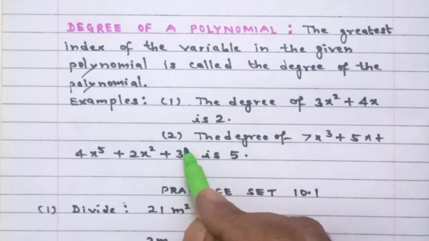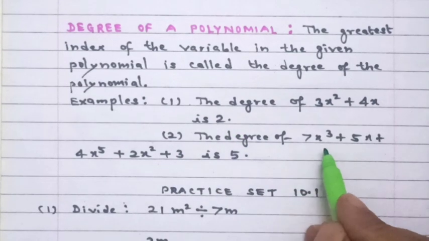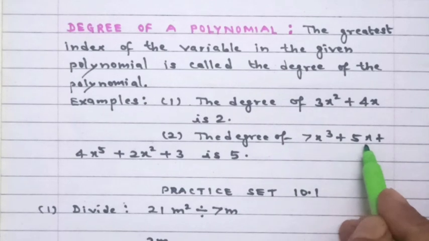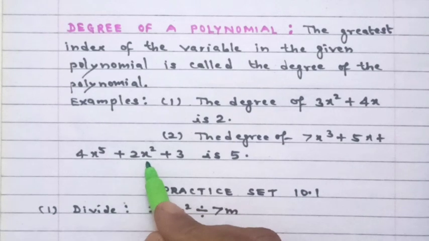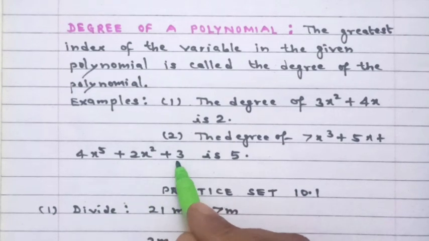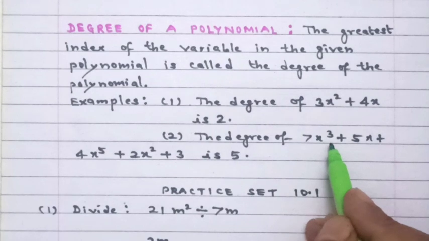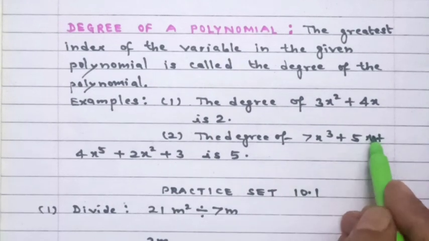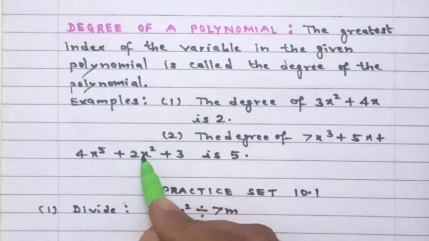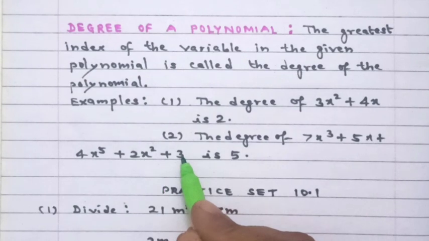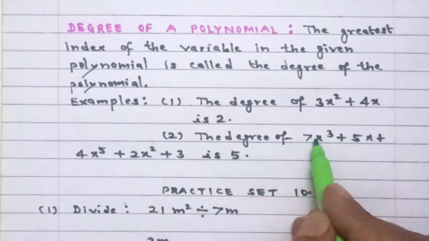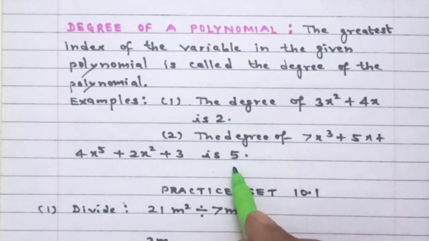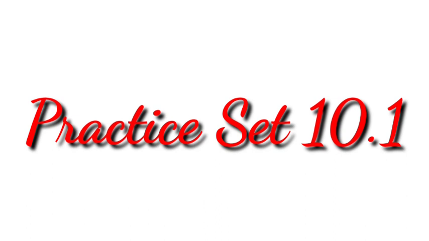Let's go to the second polynomial, 7x cube plus 5x plus 4x raised to 5 plus 2x square plus 3. Let's see here, the indices are 3, 1, 5, 2 and 0 respectively. Out of that, 5 is the greatest index, therefore the degree of the given polynomial is 5. Let's begin practice set 10.1.